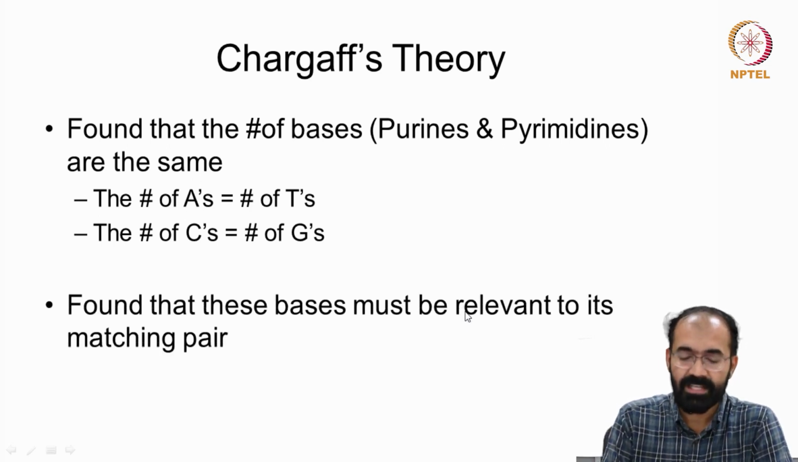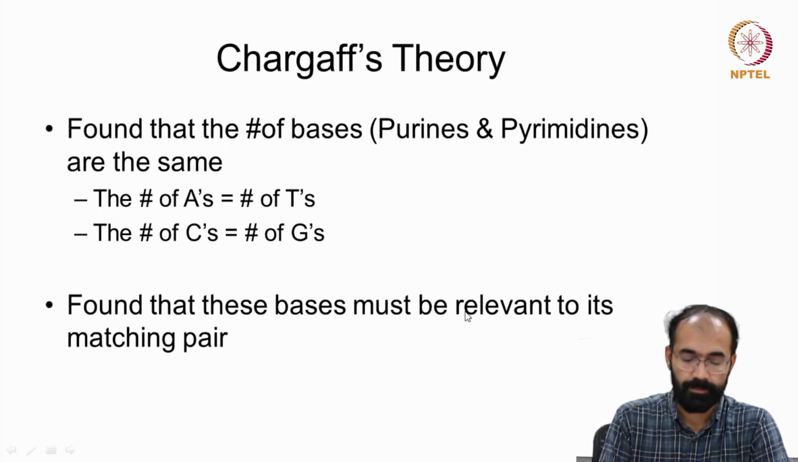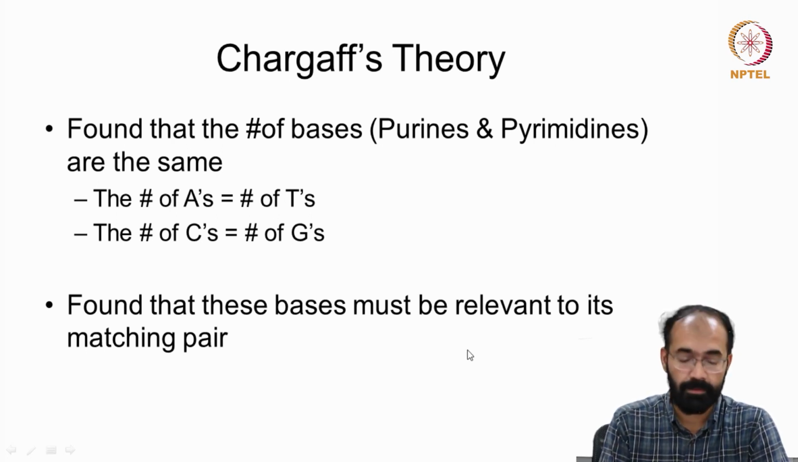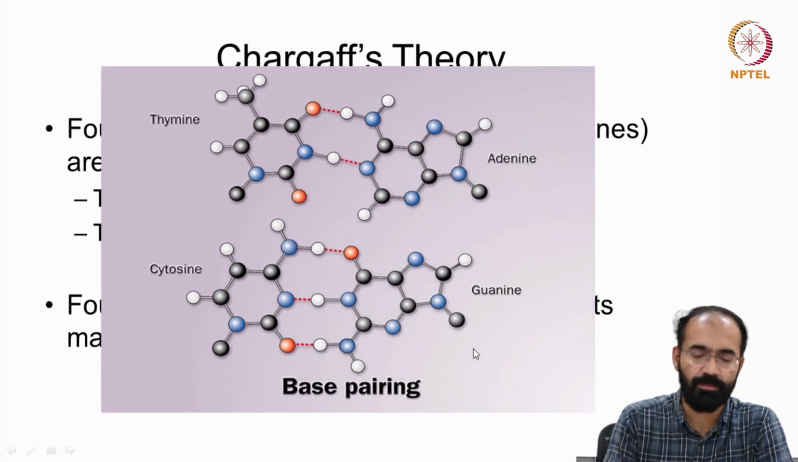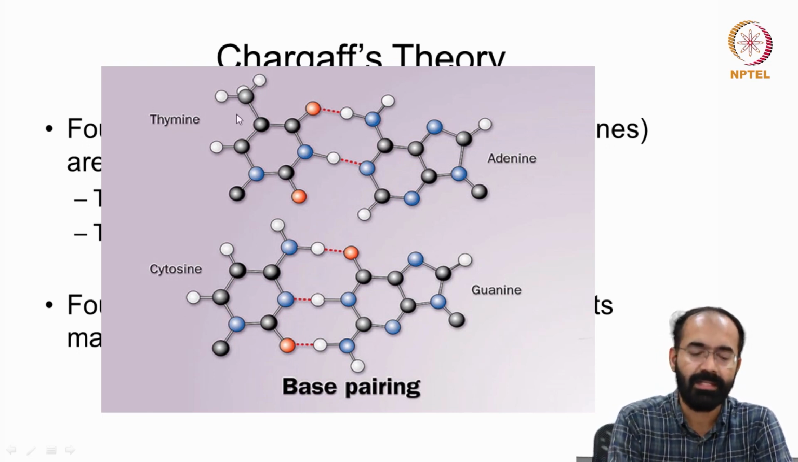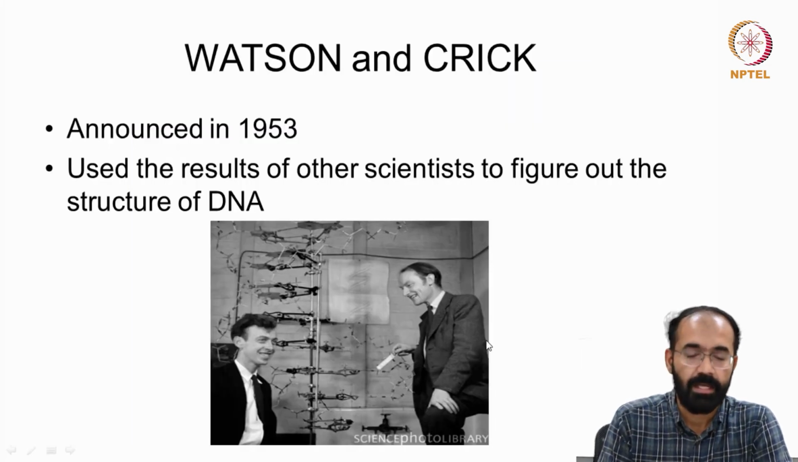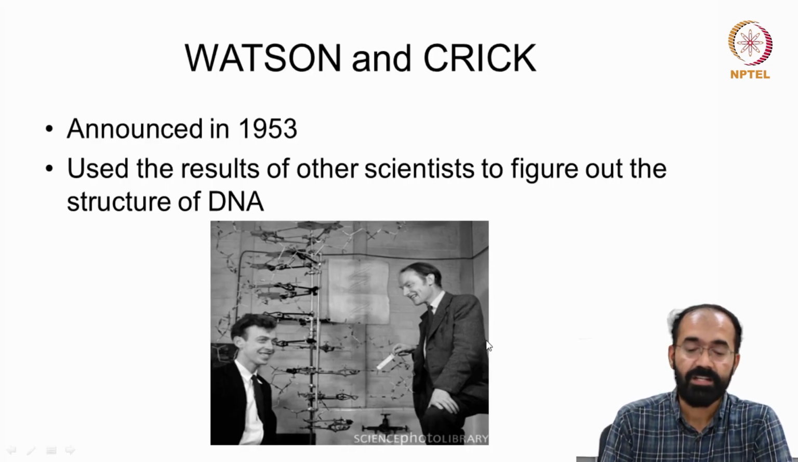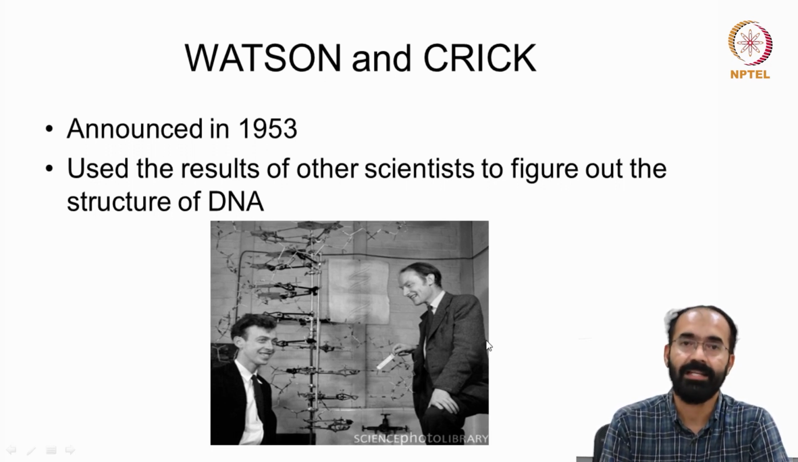And he found that the bases must be relevant to their matching pair, else it is impossible to have an equivalent number between A's and T's and G's and C's. This is what you can see from the picture. Thymine always pairs with adenine, cytosine always pairs with guanine. And remember, in the case of RNA, thymine is replaced by uracil, but the pairing of the rest remains the same. And in 1953, Watson and Crick discovered the structure of the DNA, and this established this pairing concept, and this is very important.